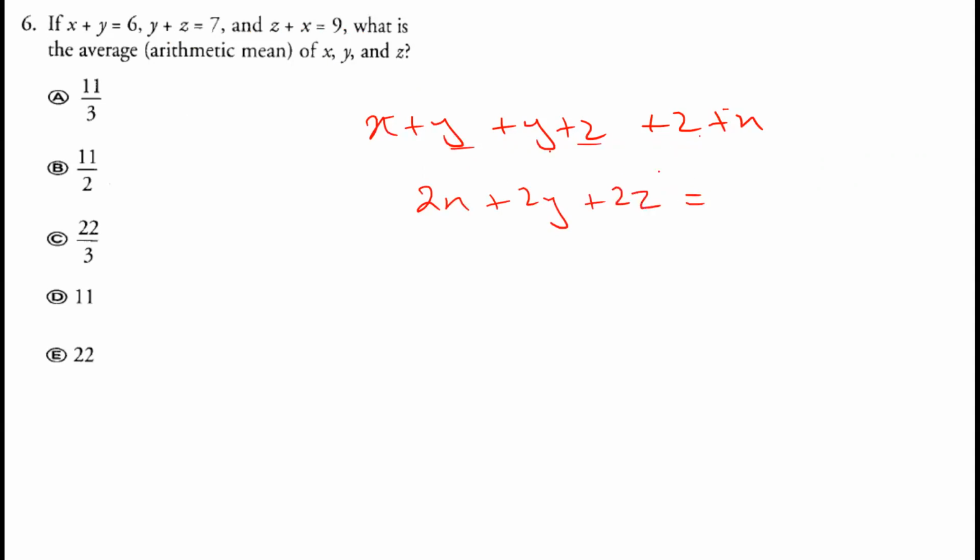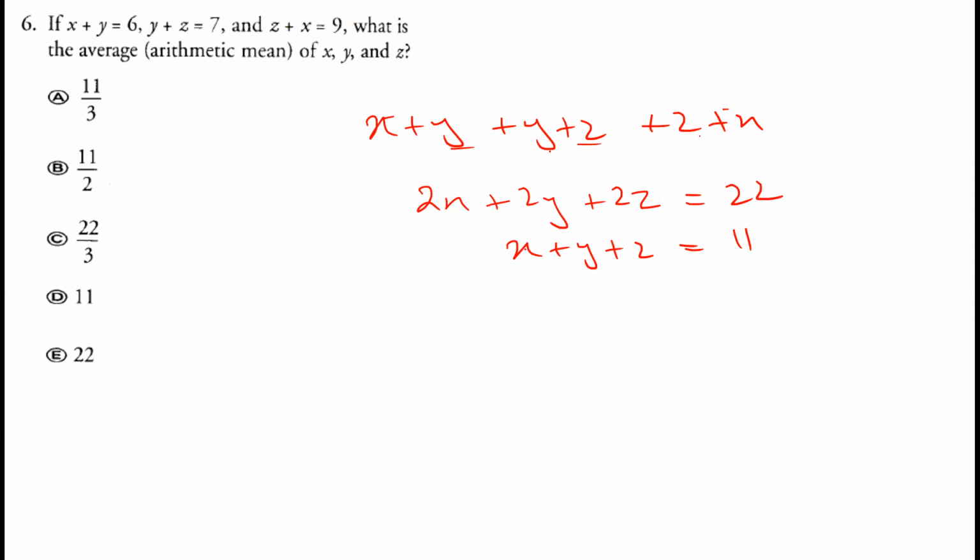Now x plus y plus z, and z plus x equals 9. So x plus y plus z plus x. So x and x we have 2x, y and y we have 2y, and z plus z we have 2z. So this equals 6 plus 7 is 13, 13 plus 9 is 22. So x plus y plus z equals 11 if we divide both terms by 2.